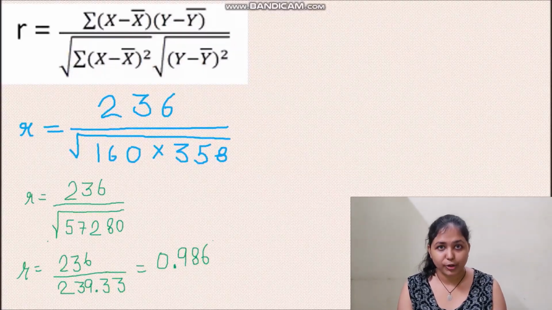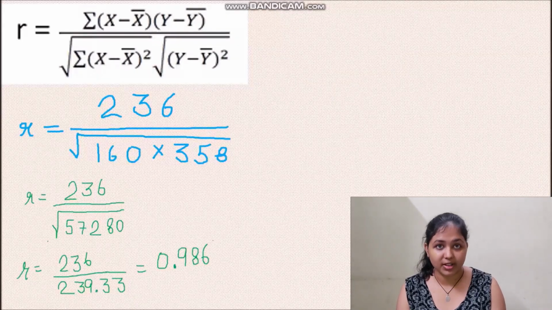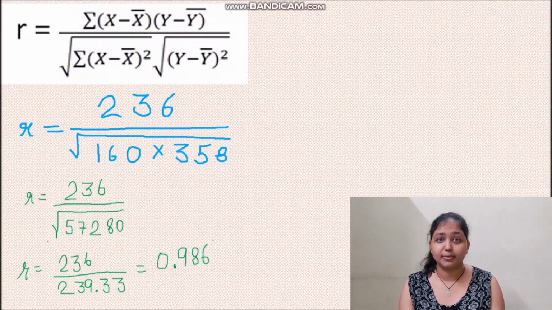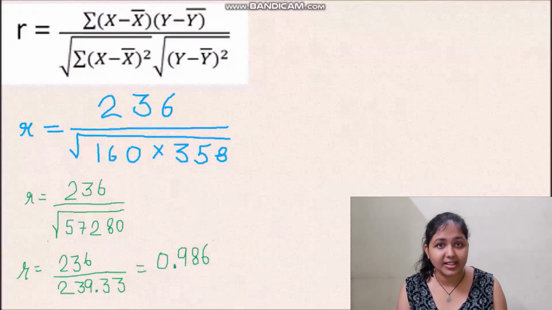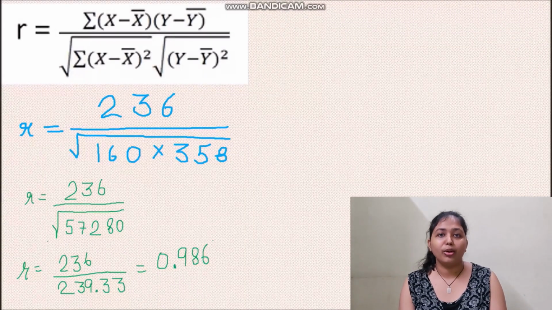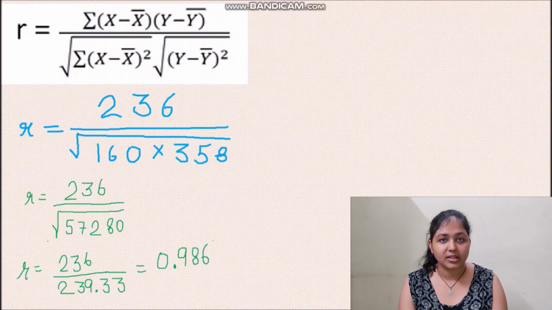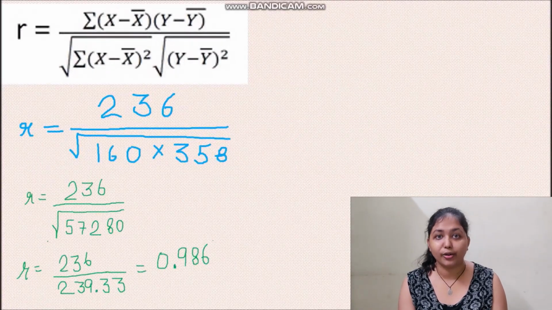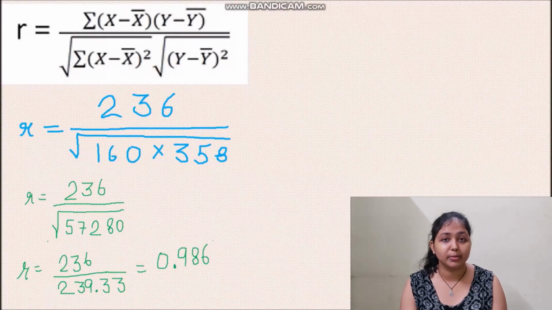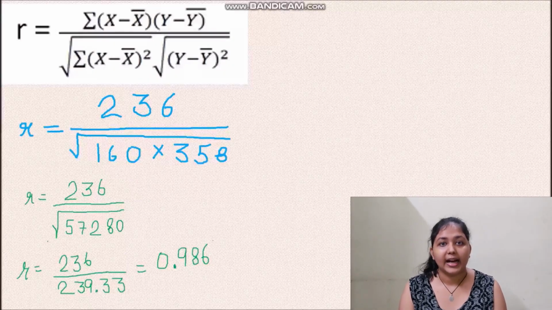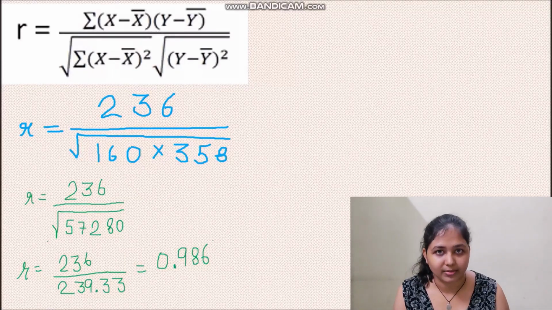So what is it showing us? First thing, it's a positive one. So yes, both the variables are moving in the same direction, and it's almost close to 1. So that means they're highly correlated to each other. So it would be in a category of highly positive correlation.